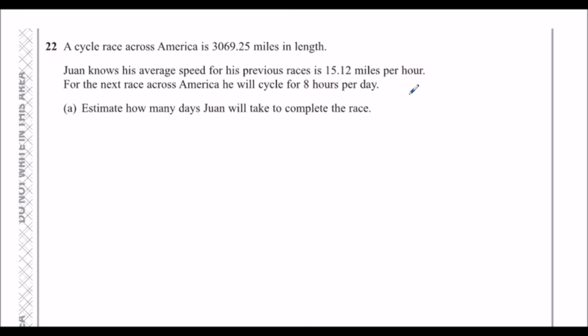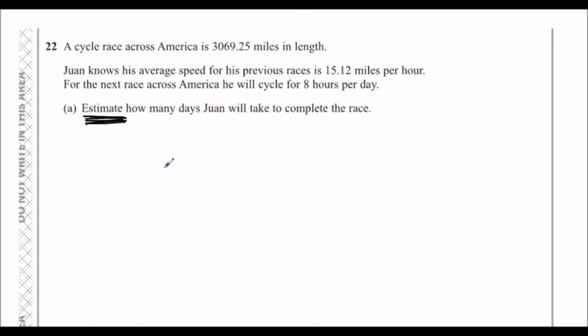A cycle race across America is 3,069.25 miles in length. One knows his average speed for his previous races is 15.12 miles per hour, and for the next race across America, he will cycle for 8 hours a day. Estimate how many days it will take one to complete the race.